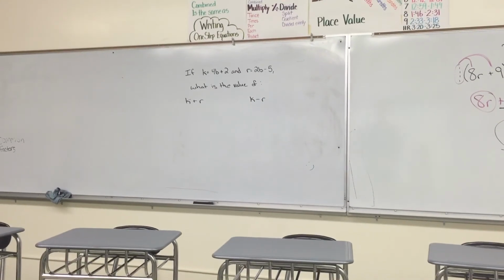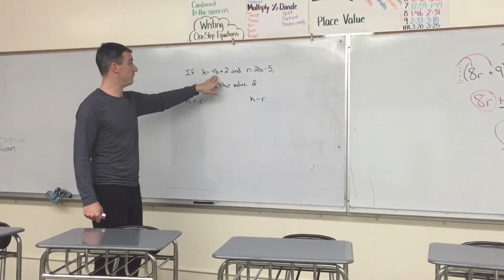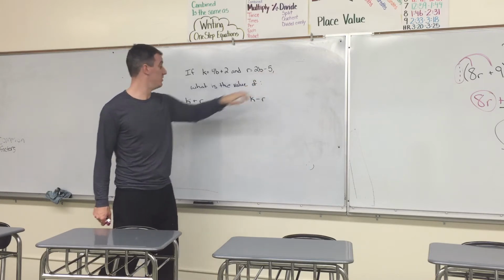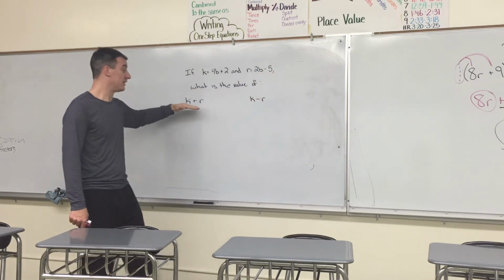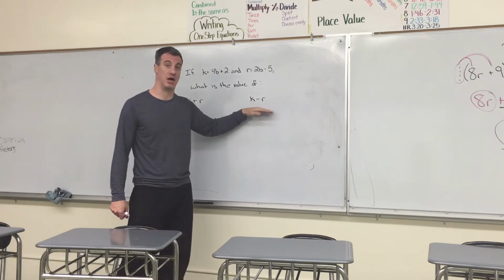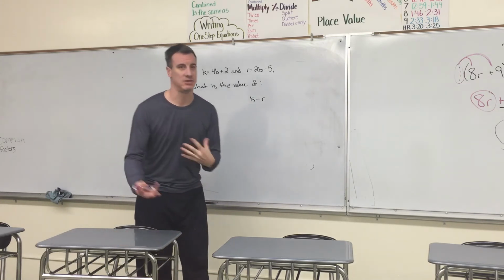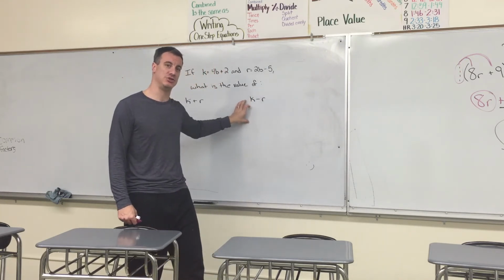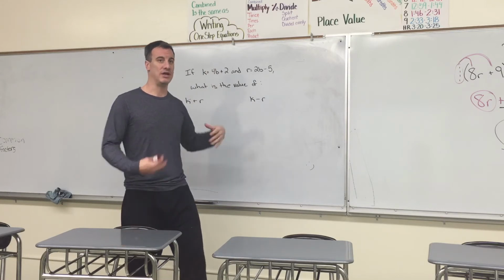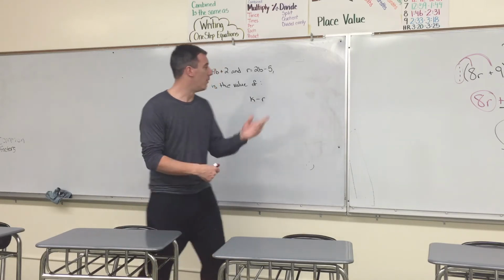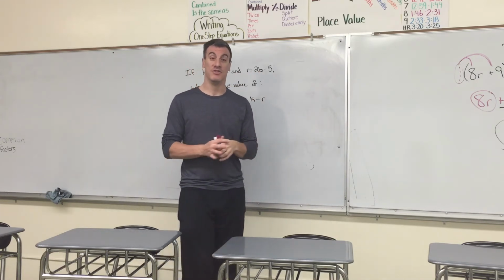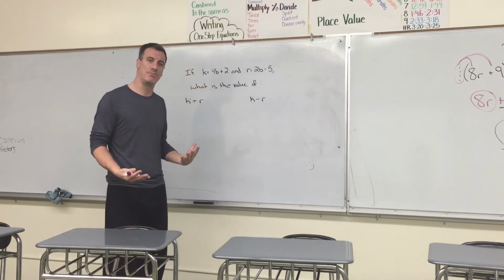So if we look at the problem over here, it says if k equals 4b plus 2 and r equals 2b minus 5, what is the value of k plus r, k minus r? One of the biggest things that we've got to constantly work on is that ability to substitute values into expressions. We need to not only be able to do it when it's one value, but what happens as we go through here and we get these two different values, and they're not just a value, these are expressions. So how do we go about this?